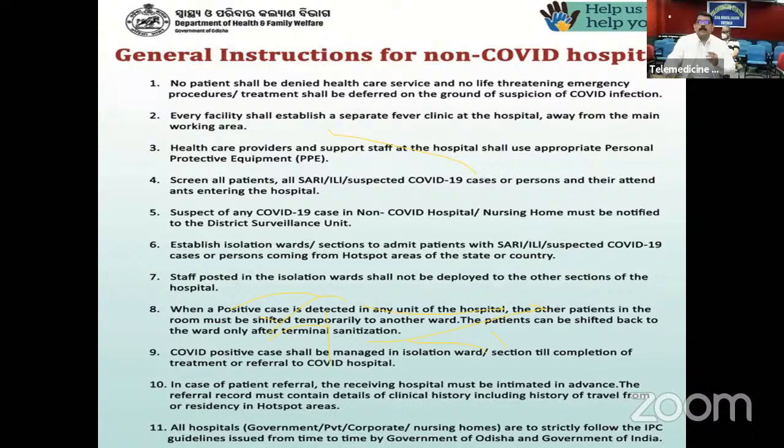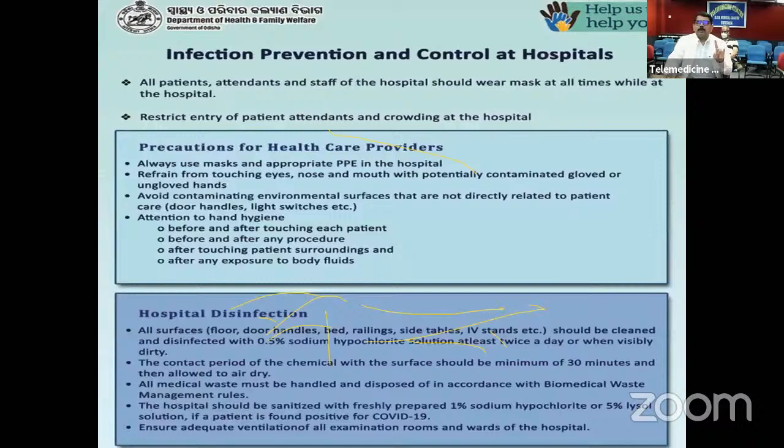Before I end, this is a government guideline for non-COVID hospitals: not to neglect COVID, to keep COVID and non-COVID separate, to monitor them very well, and not to deny treatment to any patient. All of you have come across that. Proper IPC has to be maintained, which includes all patients, attendants, and staff. The COVID team should wear masks at all times, and entry of patients, attendants, and crowding at the hospital should be restricted.